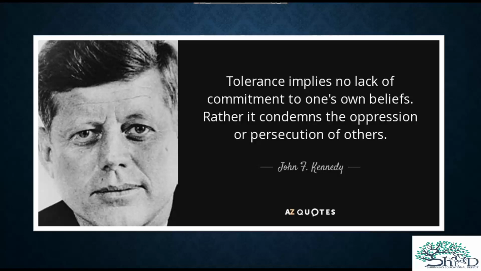Basically, it means that tolerance doesn't mean that you are not committed to your own beliefs. See, sometimes when people tolerate others, it doesn't mean that you don't have your own beliefs, or you don't have some conviction, or you're not a person of high integrity. Point is, tolerance condemns persecution or oppression of other people. Basically it is against intolerance and the result of intolerance. Oppression and persecution are the result of intolerance only.